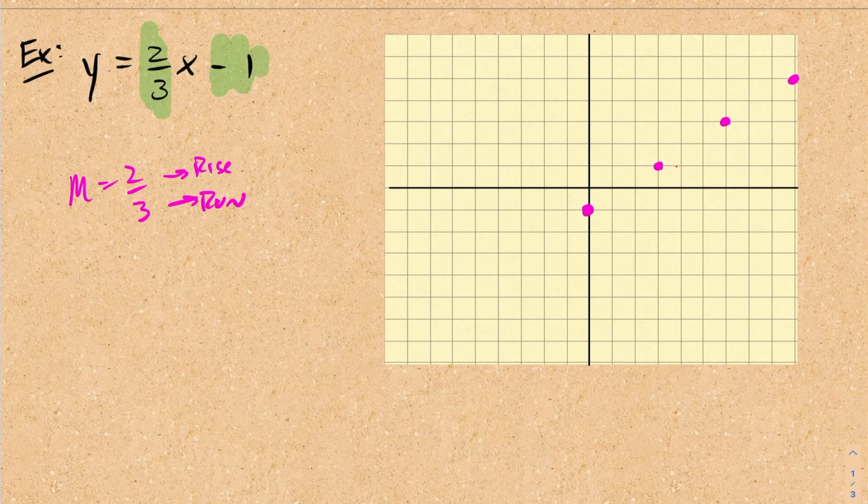Now again, I'm only going in one direction. So what I can do is rewrite this as negative 2 over negative 3, in which case I go down 2 over 3, plot a point, down 2 over 3 units, plot a point, and down 2 over 3, plot a point. And now I can connect all these points up here, and again, we have our equation graphed. Okay? So this covers graphing linear relations using the slope-intercept method.